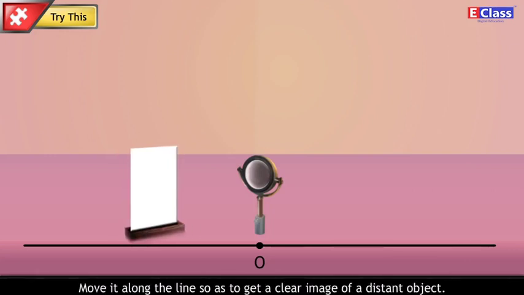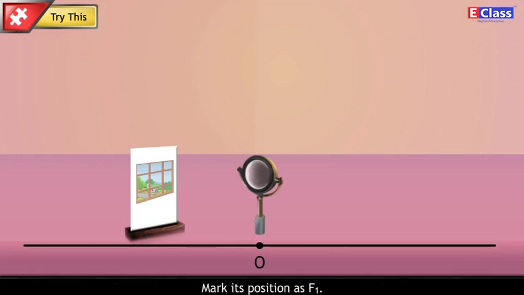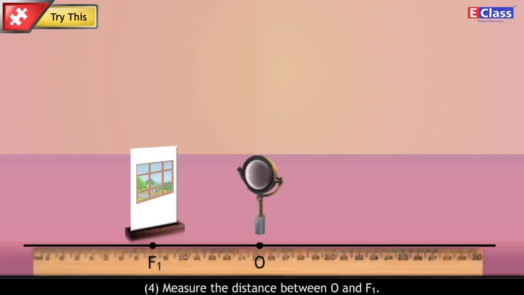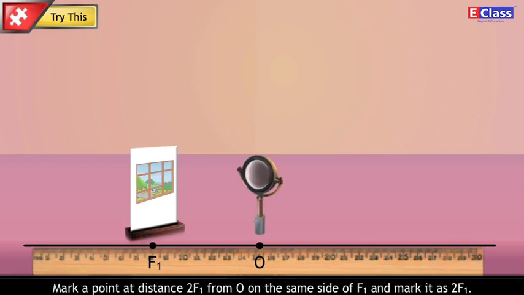Move it along the line so as to get a clear image of a distant object. Mark its position as F1. 4. Measure the distance between O and F1. Mark a point at distance 2F1 from O on the same side of F1 and mark it as 2F1.